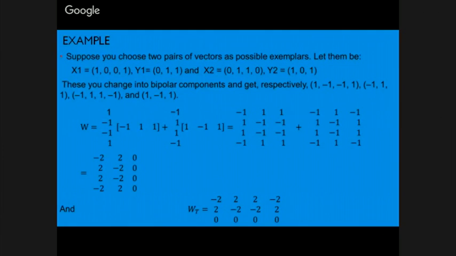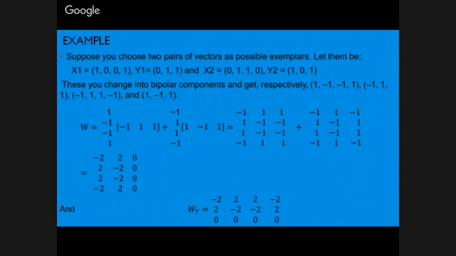So to get the weight matrix, we again have to change the binary vectors into bipolar vectors. So x1 will become 1, minus 1, minus 1, 1. y1 will become minus 1, 1, 1. x2 will become minus 1, 1, 1, minus 1. And y2 will become 1, minus 1, 1.